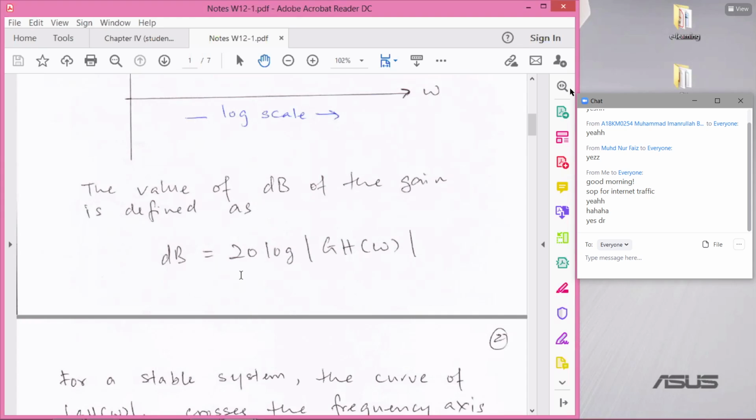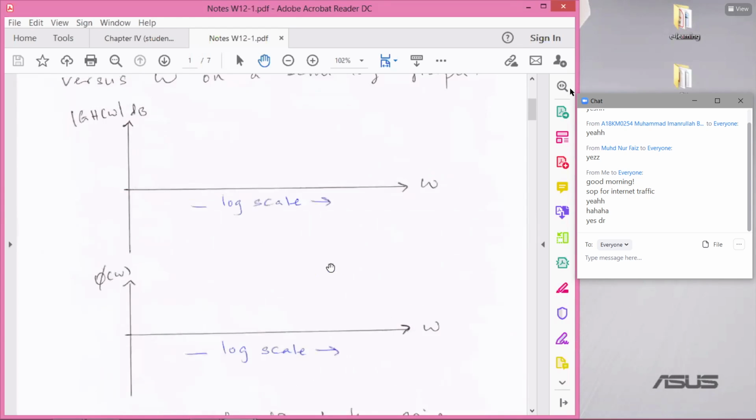For example, the noise level is measured in decibel. Decibel means that the measurement is with reference to a reference point, not the absolute value. But anyway, the definition of decibel is 20 log whatever the value of your gain, of your magnitude, and log here is log of base 10, not the natural logarithm. This is just the normal log base 10. Okay, with that definition, now you are ready to draw the Bode diagram.